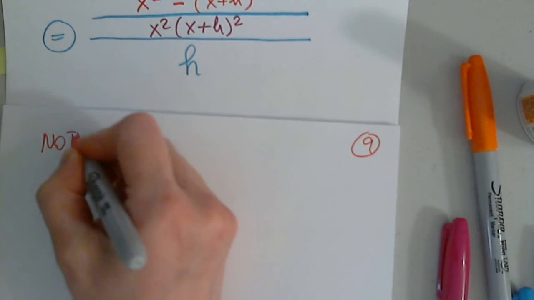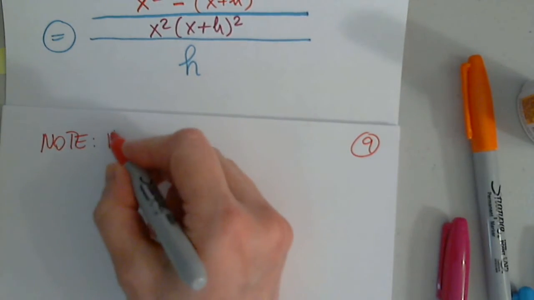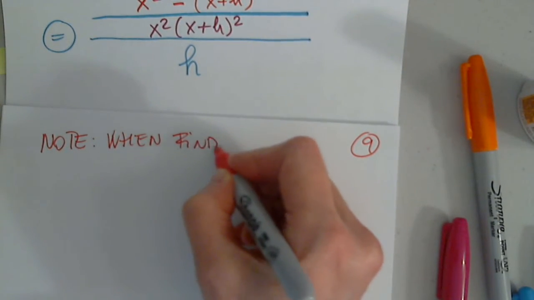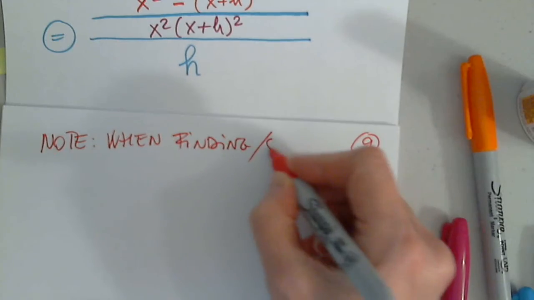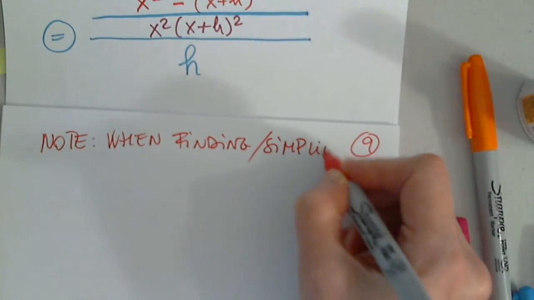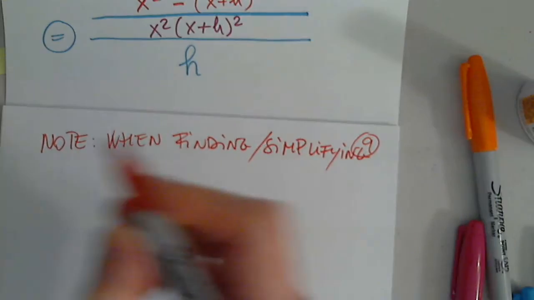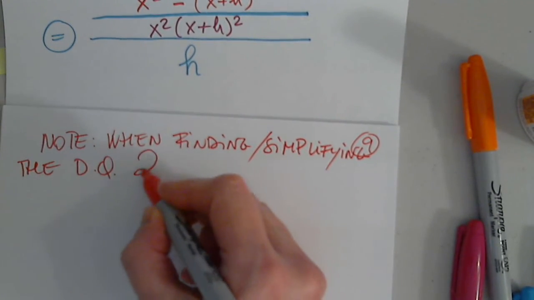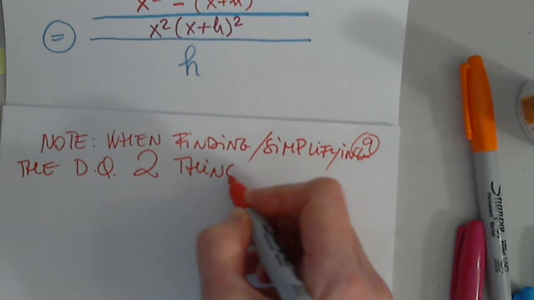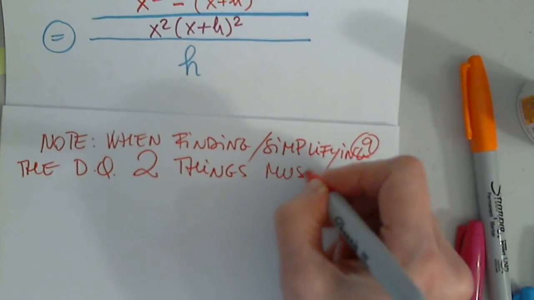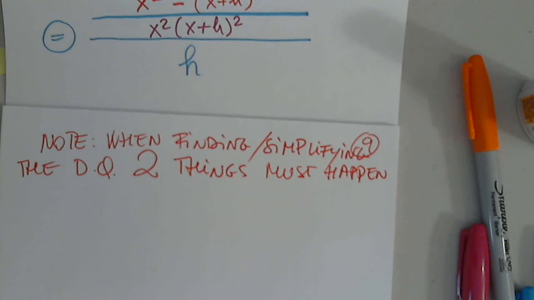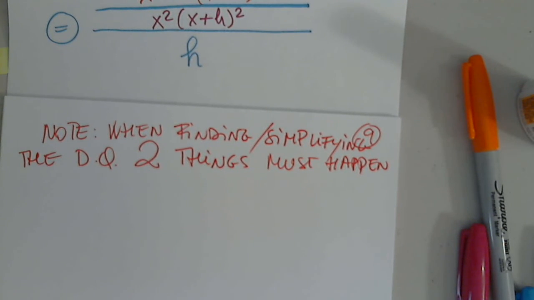Note, when finding, simplifying the difference quotient, two things must happen. If they don't, something is terribly wrong.